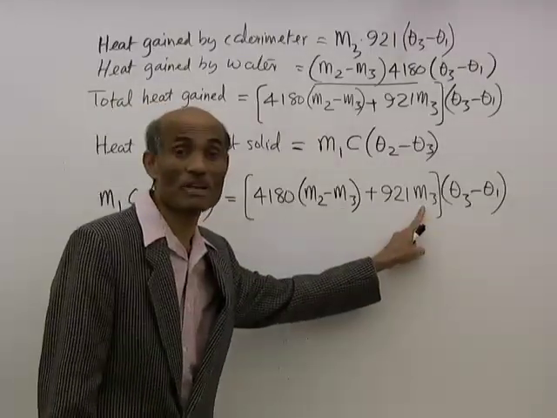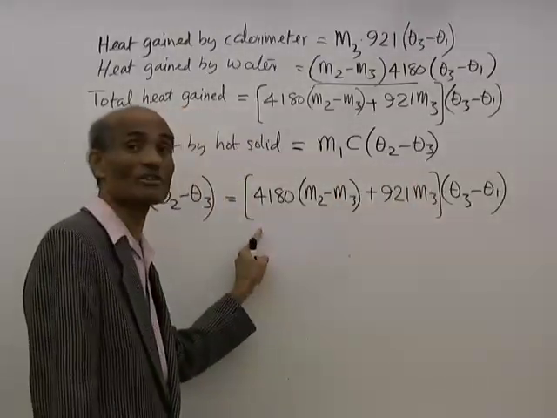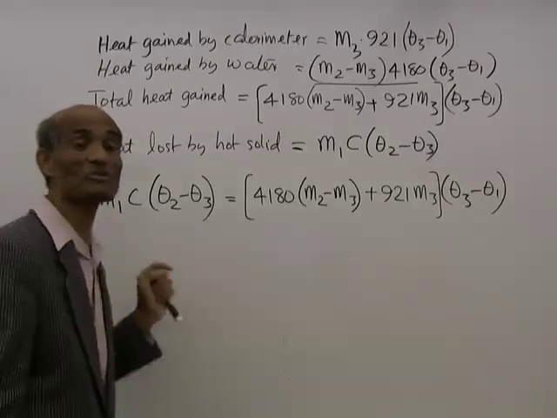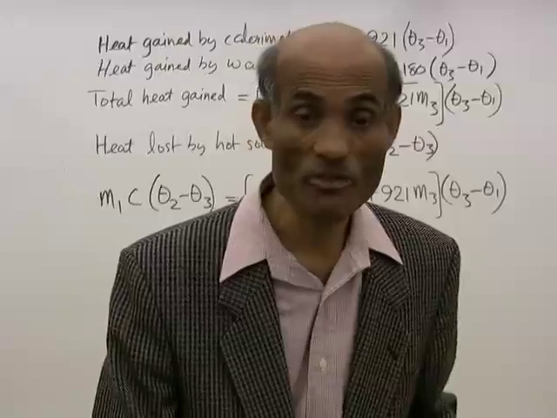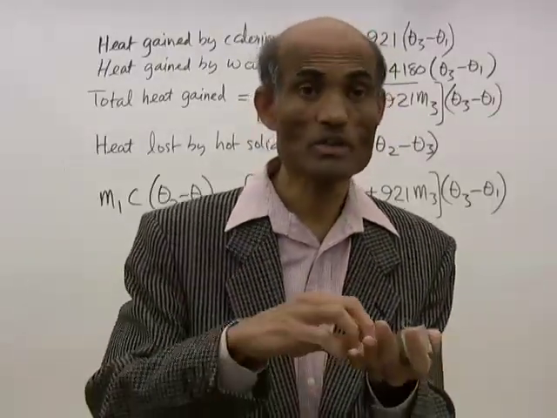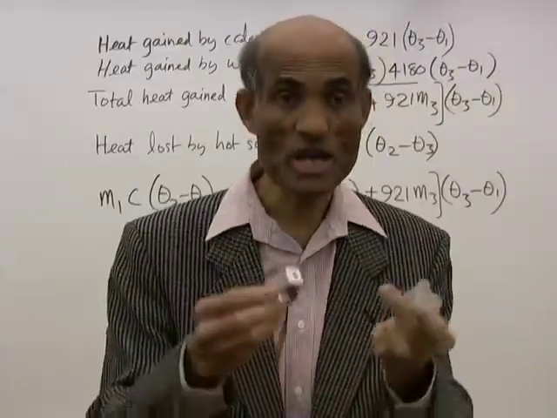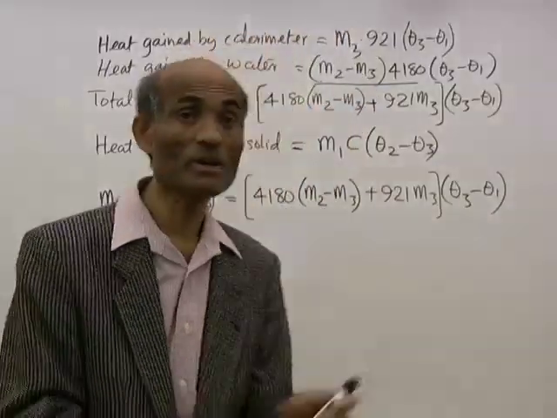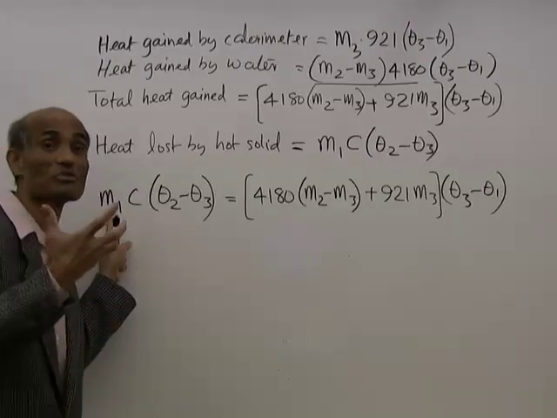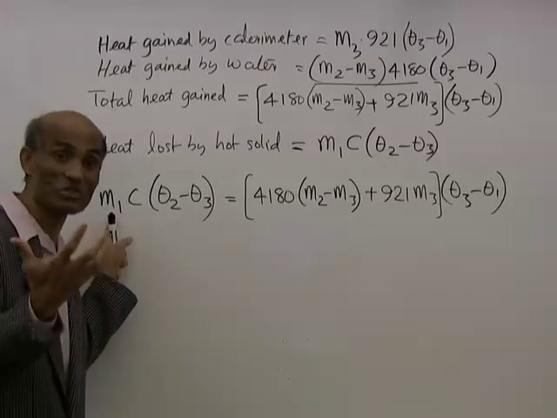The M3, the mass of calorimeter, is a constant. That means all these quantities are constant. Now, M1 is going to change because we have 5 samples. So when you use sample 1, if that is M1, then for sample 2, M1 will change. So sample 3, sample 4, and sample 5, the mass of the solid is going to change. For each material, that is aluminum, we are going to use 5 samples.